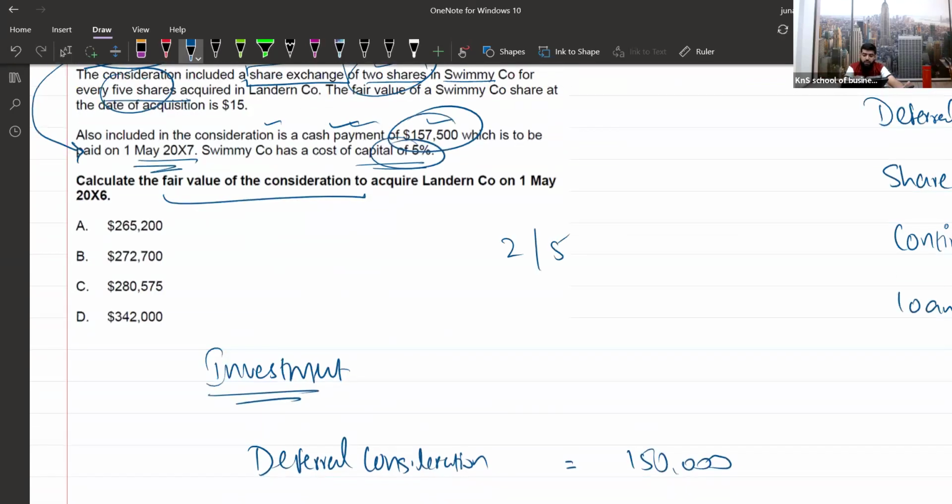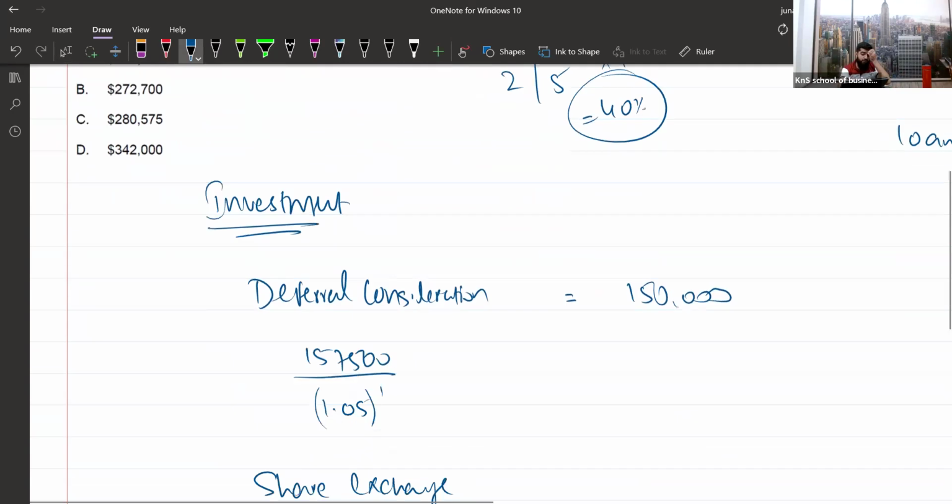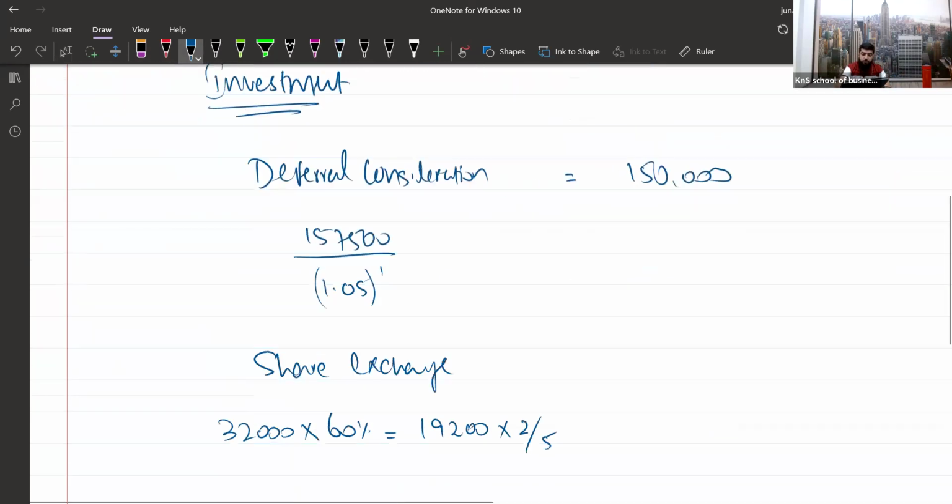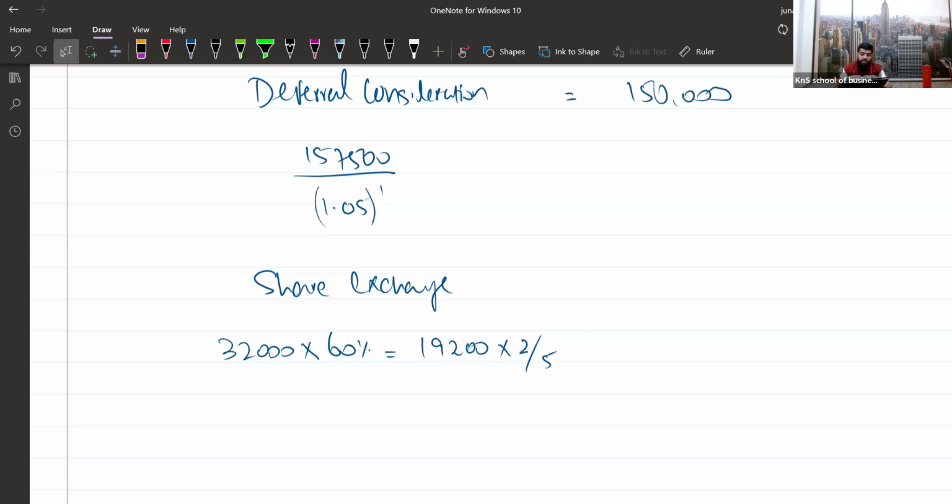That is 2 divided by 5, which means approximately 40% of the shares issued by the parent company are the acquired shares. So we can write it down as multiply by 2 divided by 5, or we can directly state the percentage as well.